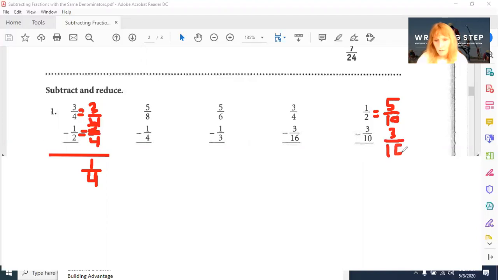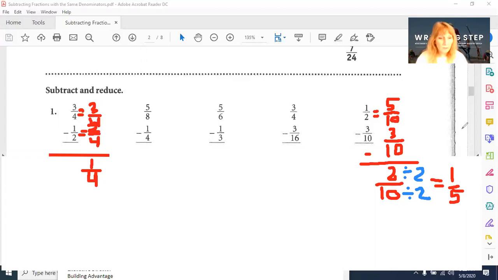So 5/10 minus 3/10 is 2/10. Am I done? Or do I have more to do? Yes, I have to reduce. I have to divide the top and the bottom, and I'll show that. The biggest I can divide them by is 2, right? So divide by 2 here like this, and change this over. 2 divided by 2 is equal to 1. 10 divided by 2 is equal to 5, 1/5. So my answer is 1/5.